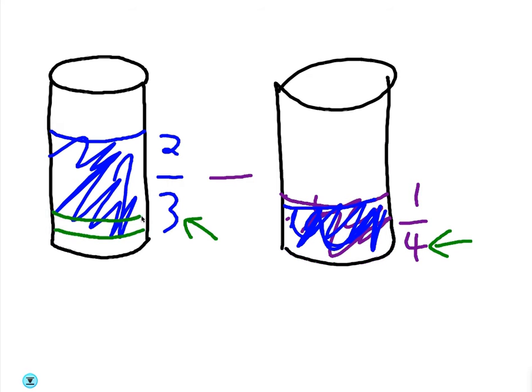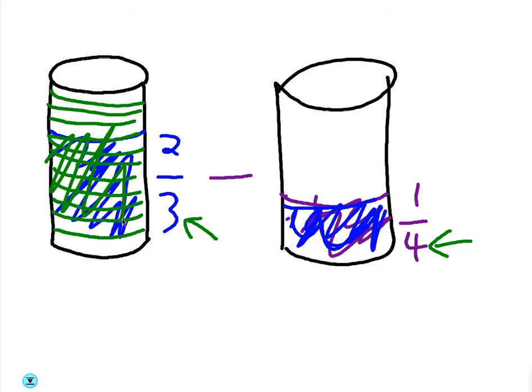1, 2, 3, 4, 5, 6, 7, 8, and then 9, 10, 11, 12. So we actually have 8 out of 12, 8/12 cup of water. How about the other one?